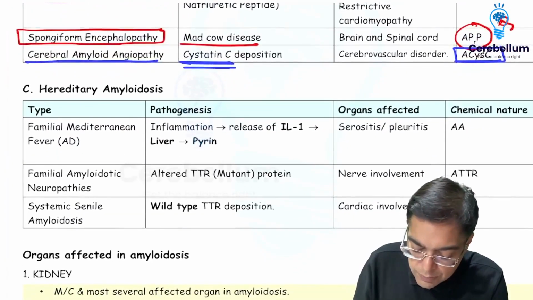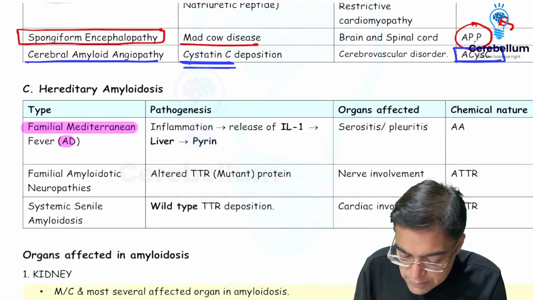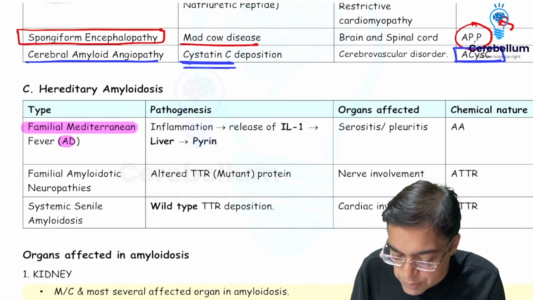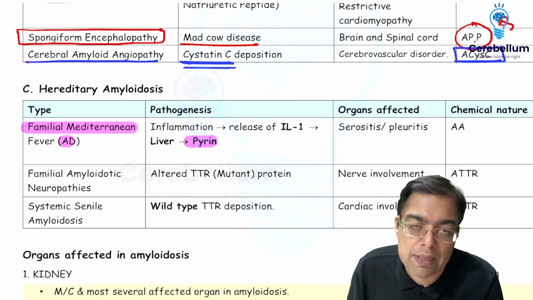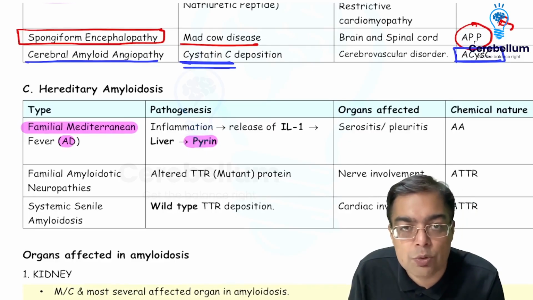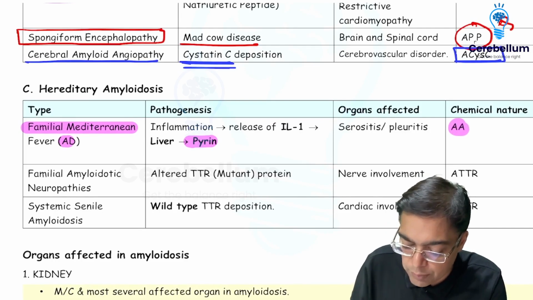Hereditary amyloidosis, we just look at them. Familial Mediterranean fever is an example of a condition in which there is inflammation, and therefore the liver is going to secrete a molecule called pyrin. There is inflammation of the pleural surfaces, so pleuritis and serositis, and the chemical nature of the amyloid over here is going to be AA.